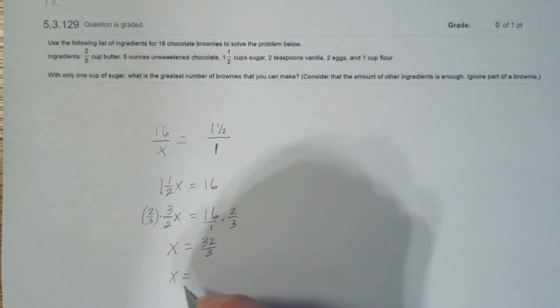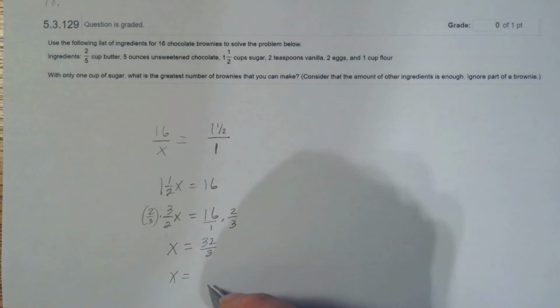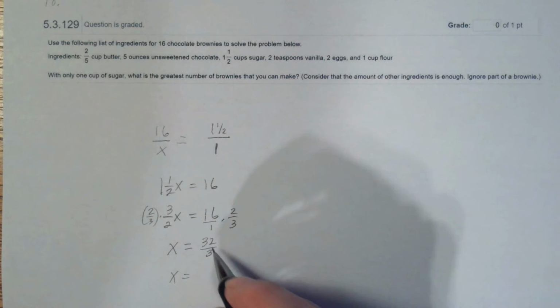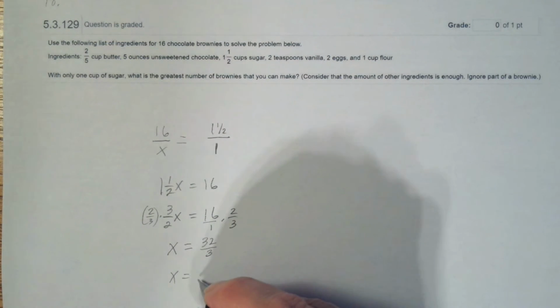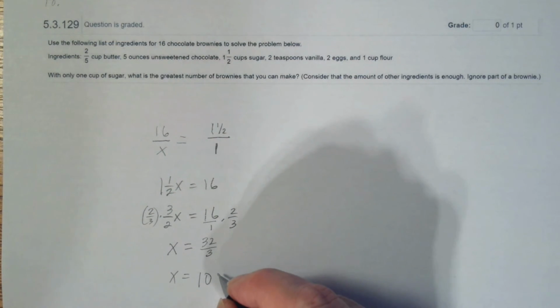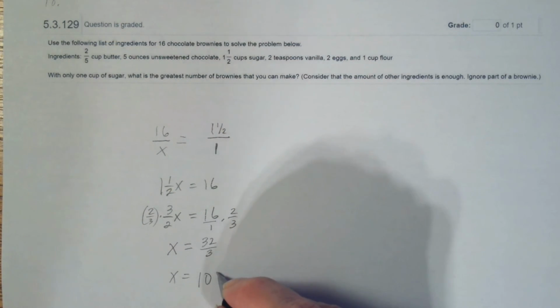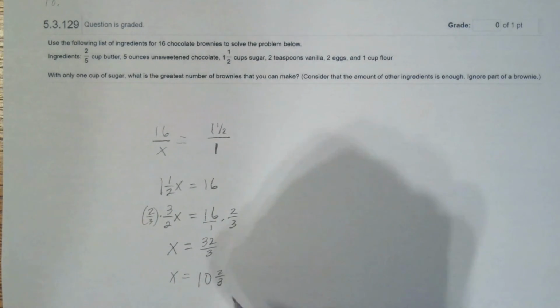Let's see, how many times does 3 go into 32? Well, 3 times 10 is 30, so that would be 10 times, and that would be with 2 left over, so 10 2/3.